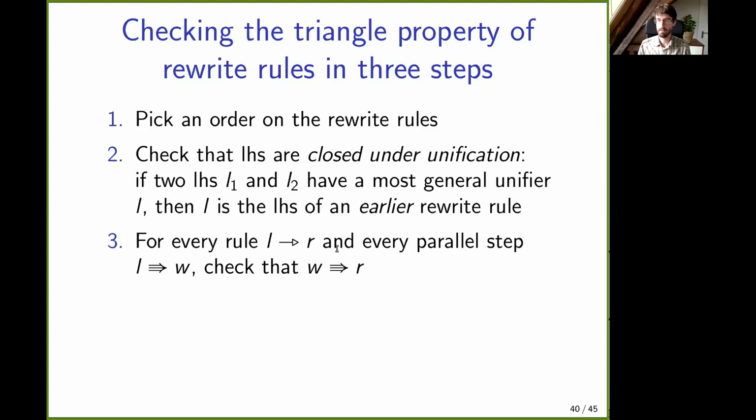And then the third step, where we actually check global confluence, is for each rewrite rule L to R, we just have to enumerate all the possible parallel reductions of this left-hand side and check that each of them reduces in one further parallel step to the right-hand side. If this is satisfied, then we can prove that the triangle property is satisfied, and hence we have global confluence.